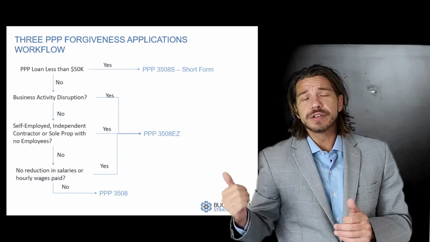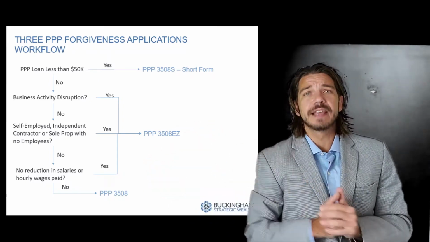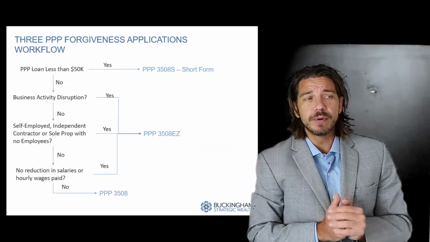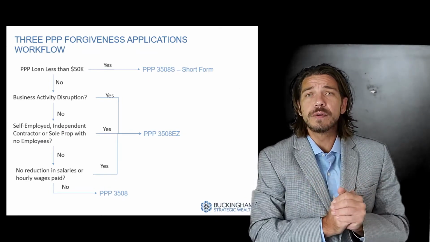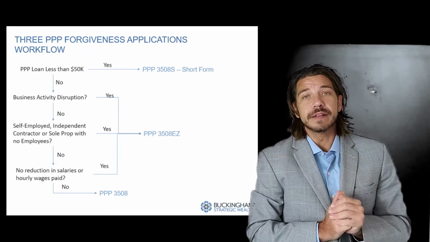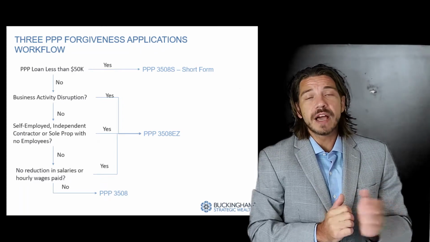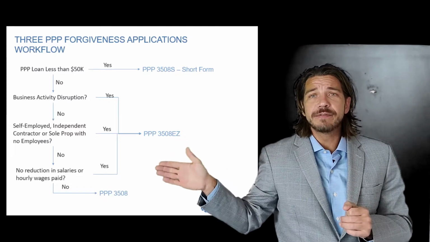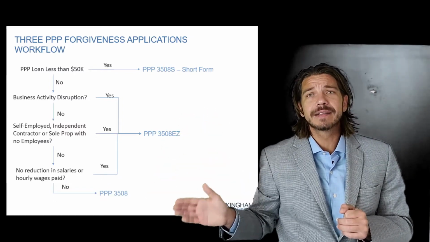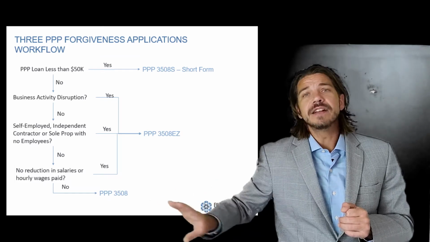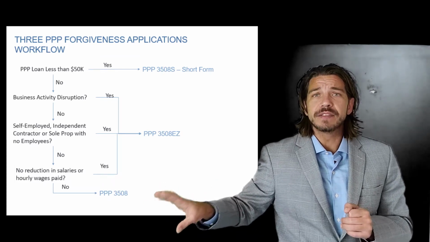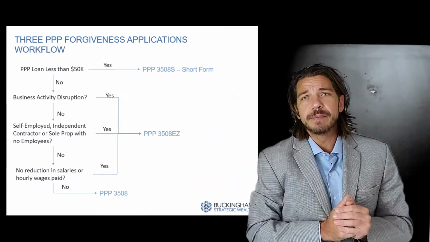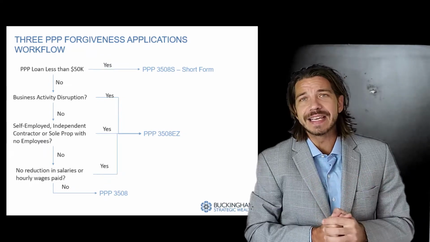So again, on this flow chart, 50,000 and under, you can use the S form. If you've got a business activity disruption, if you're a self-employed independent contractor or sole proprietor with no employees, or if you had no reduction in the salaries or number of hours worked by your staff, then you can use that EZ form. If you don't hit any of those 4 categories so far that we've discussed, then you're brought into the original PPP 3508. Now, again, with the dental industry, the vast majority are going to be able to claim the business disruption exemption and to utilize the EZ form.